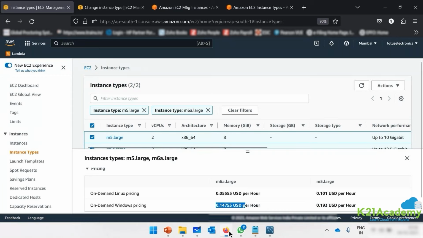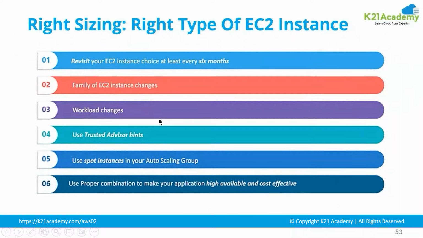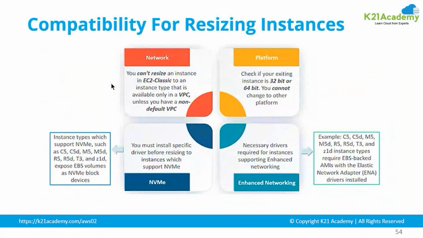So always choose the right family, revisit your instance choice, and if new instance generations are being launched, migrate your infrastructure to them. If there is a change in the workload types, then also consider it, take the Trusted Advisor hints, and try to make use of spot instances in proper combination. Obviously keep some of them as on-demand or reserved and some of them as spot, so that interruptions will not be there. Like this you can choose the right instance for yourself.